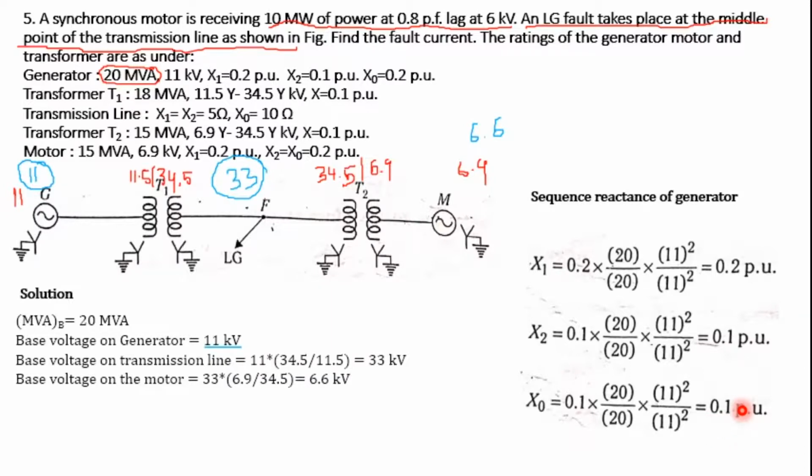This is the X0 value. This is supposed to be 0.1, not 0.2. Consider this is 0.1. X0 value is 0.1 for it. So hence we'll get 0.1.